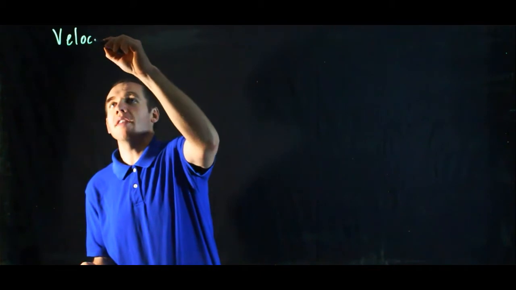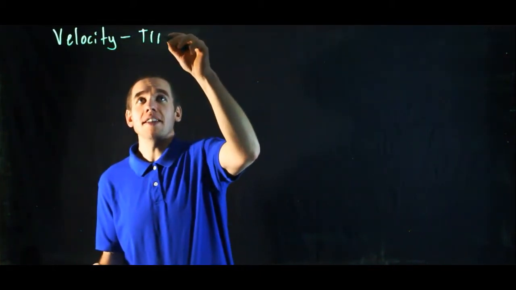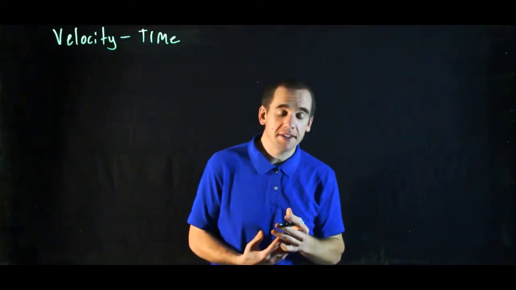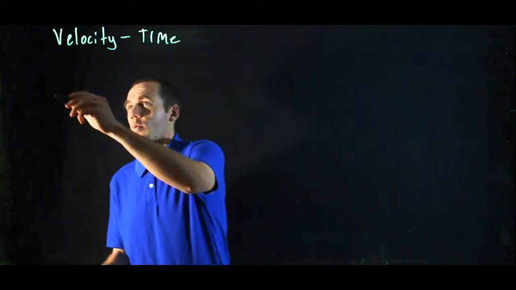In this lesson, we're going to take a look at velocity time graphs. Now, we've looked at position time graphs, and we know how they show how objects' position changes in time. But a velocity time graph shows how velocity changes in time. And there's a couple major differences we need to pay attention to when we're looking at this graph.